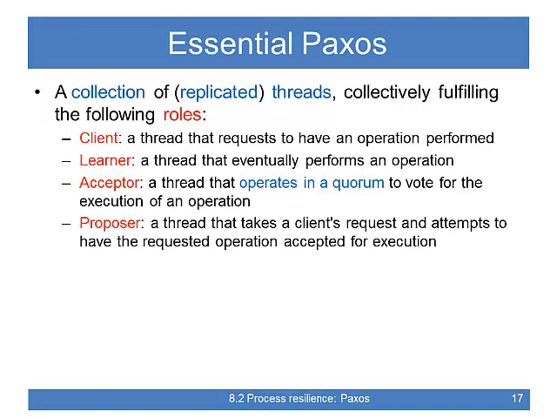We have a client, which is a thread or a process that simply requests an operation to be performed. So the client sends an operation to this group of processes. You have learners, who actually execute this operation in the end. You have an acceptor, a thread that operates in a quorum to vote for the execution of an operation, and you have the proposer. The core is really formed by the interaction between proposers and acceptors.